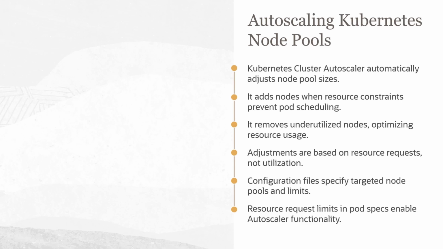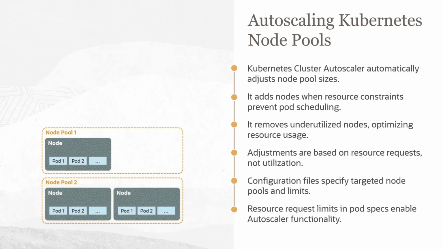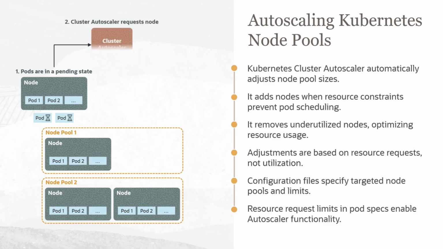Let's take a look, with the help of an example, at how the cluster autoscaler works. Assume you have a cluster with node pools where all the nodes are occupied running certain pods. Now the new pods are in a pending state. The cluster autoscaler senses this and requests a new node.